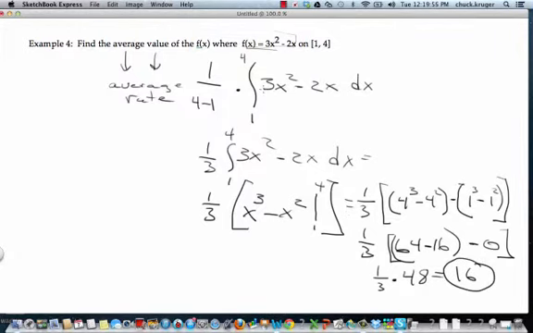That's my average value. In other words, all my y values from 1 to 4, the average of all my y values is 16.